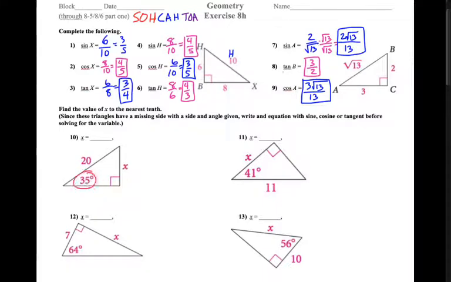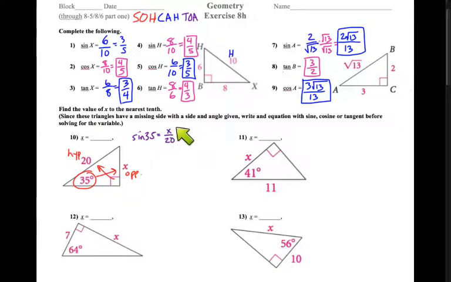From the perspective of 35, x is opposite, 20 is the hypotenuse, opposite 90 degrees. So which of our ratios uses opposite and hypotenuse? O and H, that's SOH, sine. So write the sine of the angle equals the ratio, opposite over hypotenuse. Now I need to worry about getting x by itself.